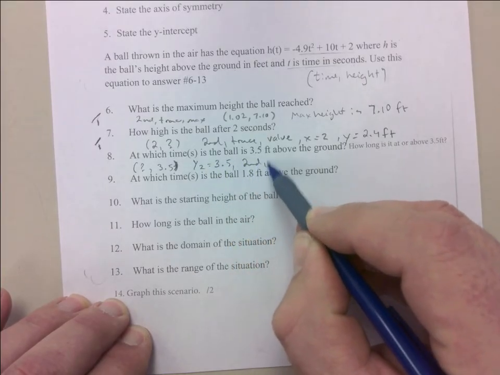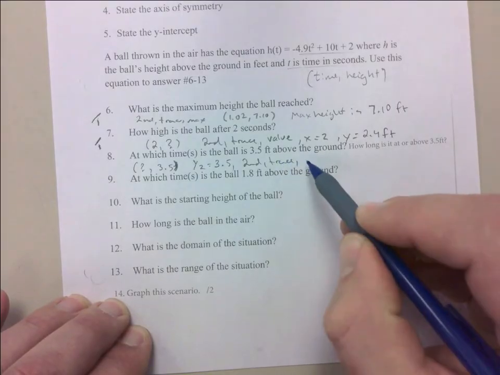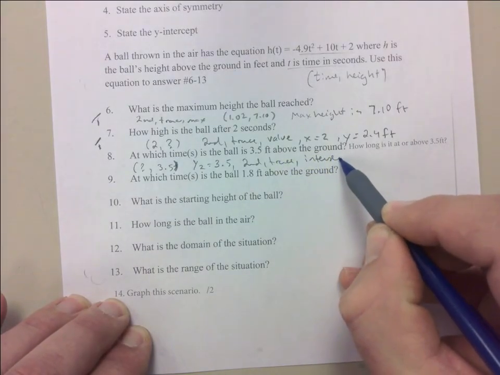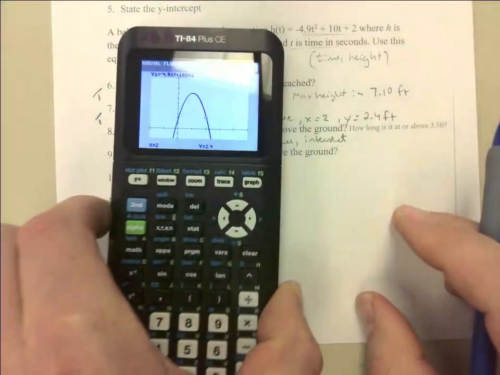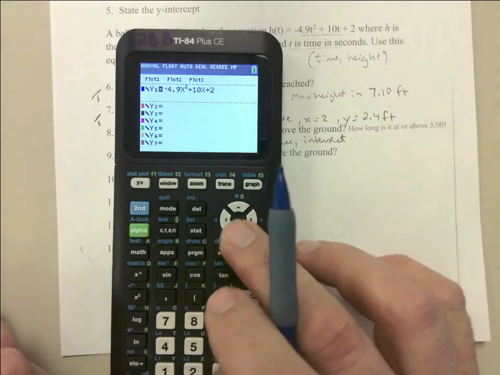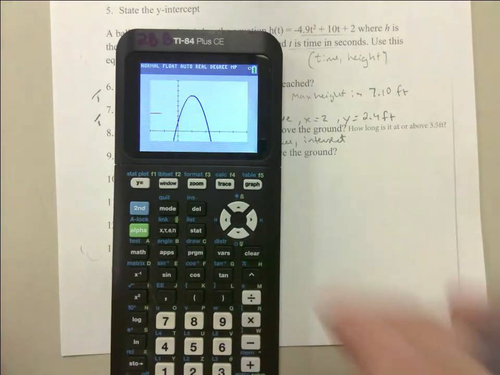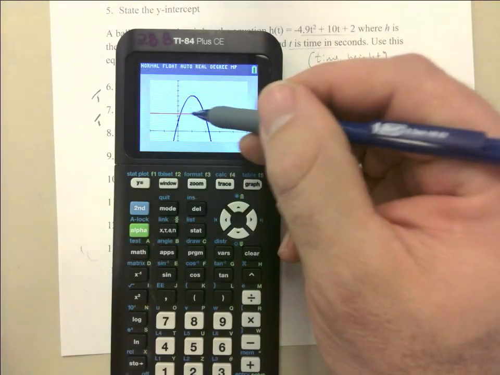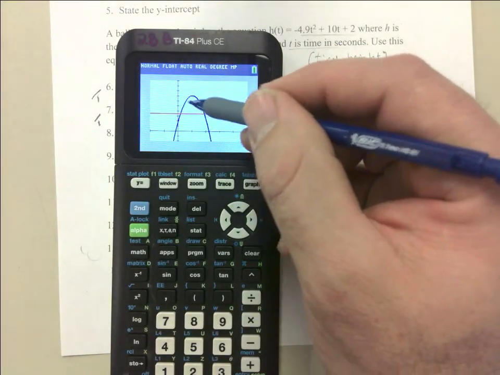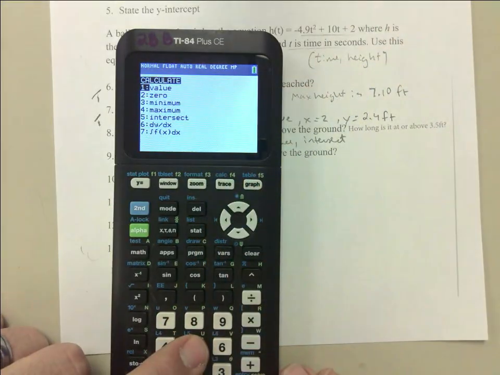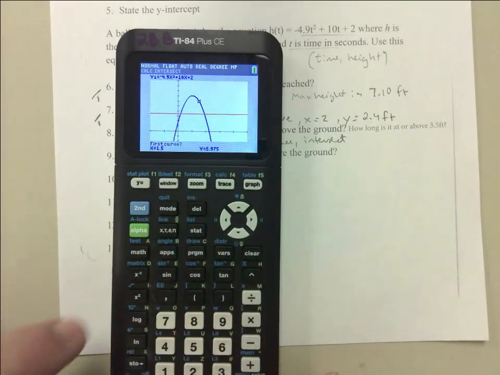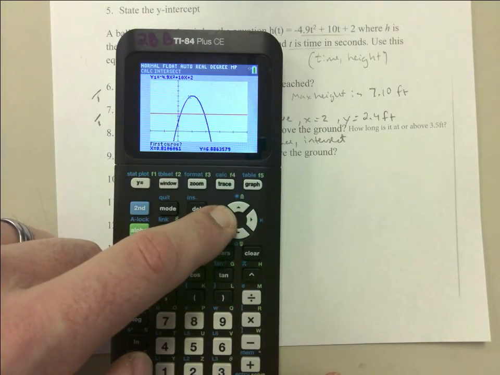And then we're going to go second trace, intersect. Intersection, right? That's basically what you're finding. So I'm going to go to y equals, let that be 3.5, and hit graph. It touches it two times within my domain and range, so here and here. I'm going to go find it. Second trace intersect. Let's find the first one here.